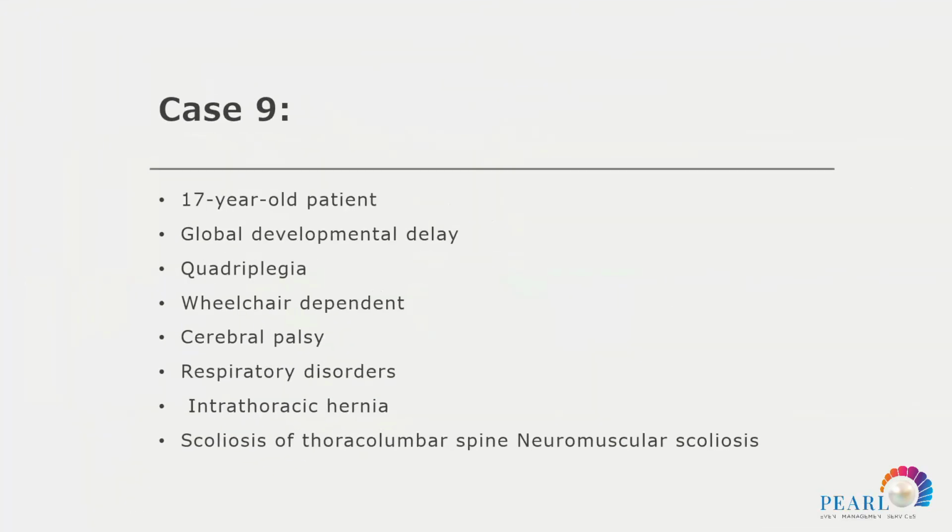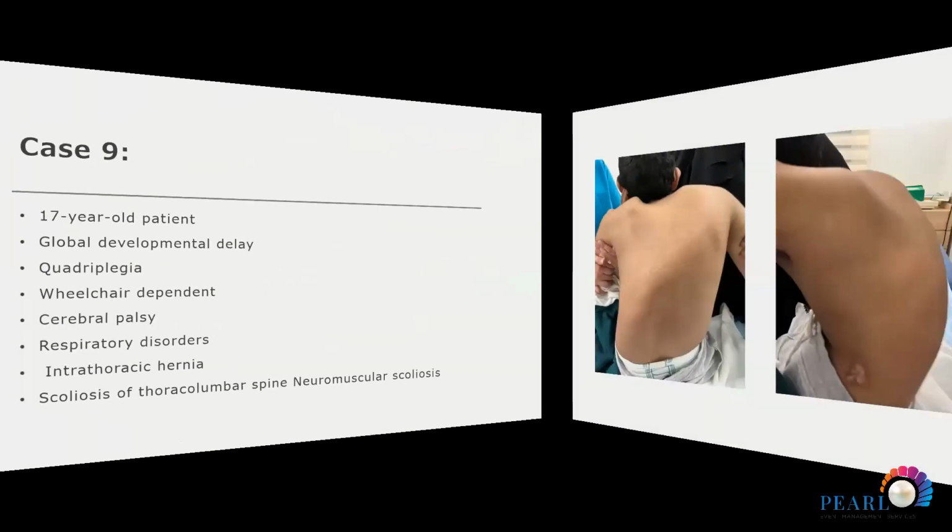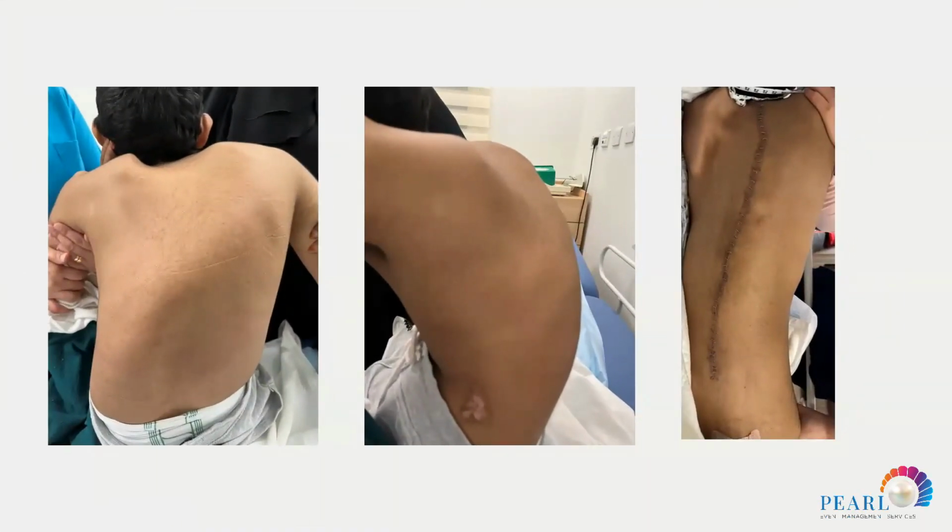17-year-old patient with global development delay, quadriplegia, wheelchair, cerebral palsy, respiratory disorders, intrathoracic herniation and neuromuscular scoliosis. The patient couldn't sit down in his wheelchair, and they made for him a molded wheelchair, and also it was very difficult. The family decided at the end. Also, we have a lot of risk with this patient. They decided to do the surgery, and this is the result with very good correction.